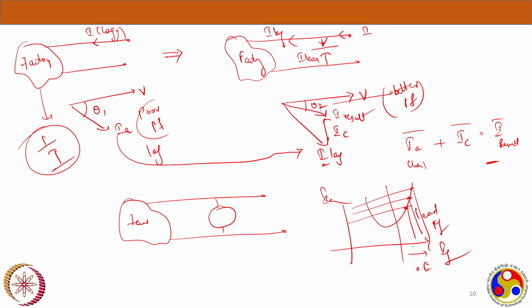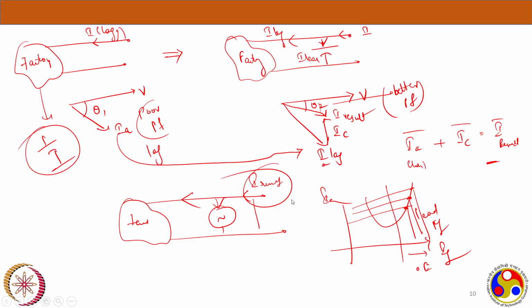So that's possible. You connected a synchronous motor and it will draw a leading current, while the load goes from lagging, and the total current drawn from the supply would always be an improved power factor current.